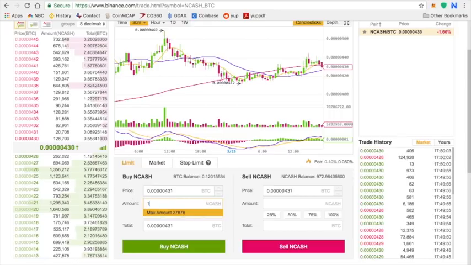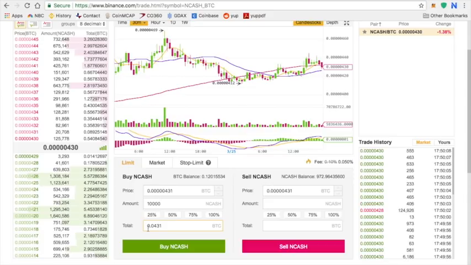Say I want 10,000 NCASH. It'll automatically adjust and say you're going to buy with 0.04 of Bitcoin, and it's going to give you 10,000 NCASH. And all you have to do is make sure you hit market.